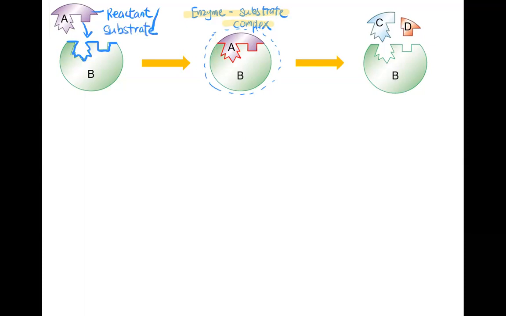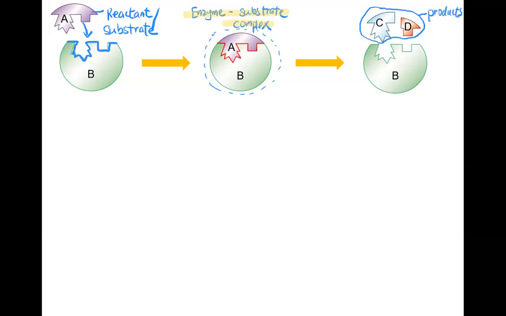And for A, the large molecule A will be broken down into smaller and simpler molecules C and D. Okay, and here C and D are the products of the reaction.